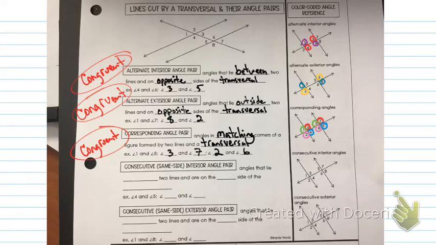Just focus on the language. Don't memorize stuff. Consecutive or same side interior. So if it's interior, is it going to be outside or between? Between. Yep, between our two lines. And if they're on the same side, they're going to be on the same side of the transversal.